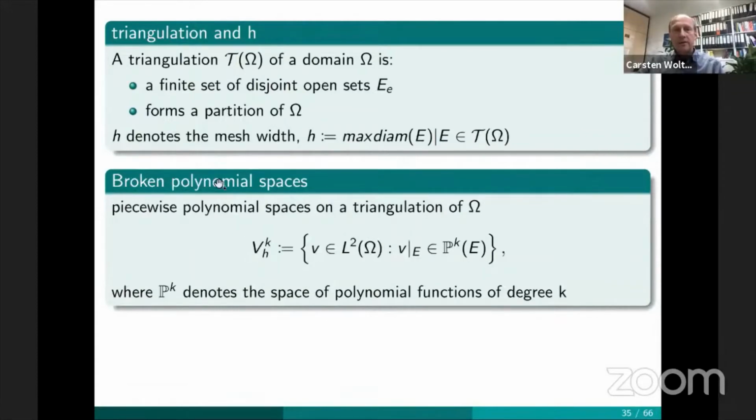In discontinuous Galerkin, we then look at broken polynomial spaces. So we have functions v from L2, where there might be jumps from one element to the next. Inside one element, it is a polynomial, but in the other element, it might be another polynomial, or the constants might be just different in two neighboring elements. So the potential could make jumps. It is only assumed that it is an L2 function here.